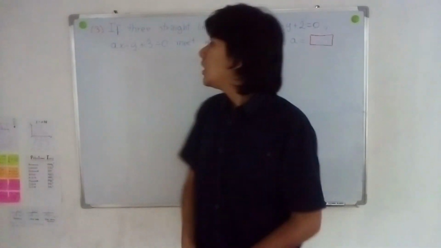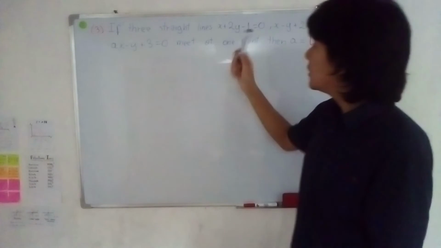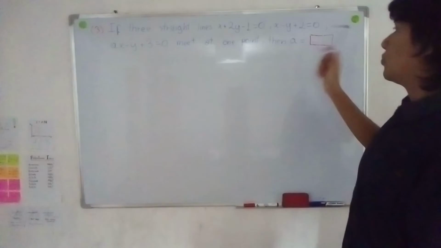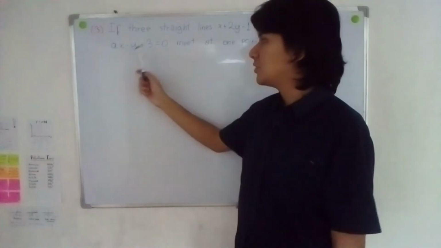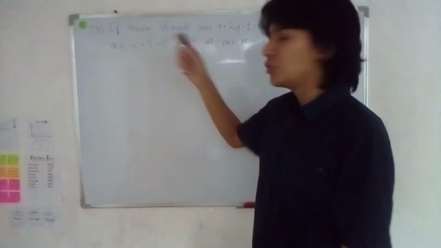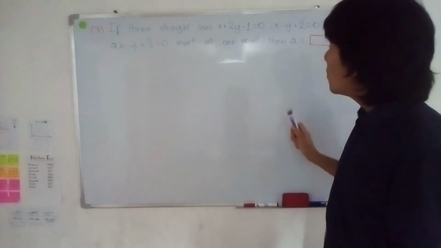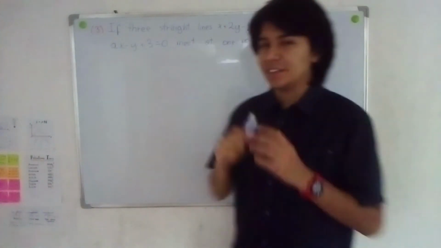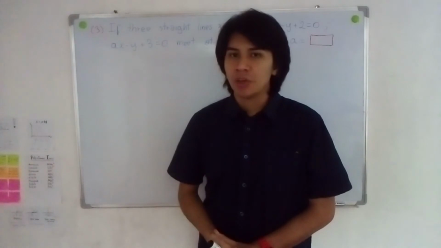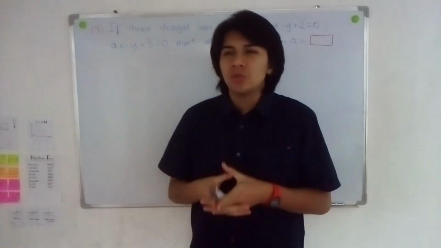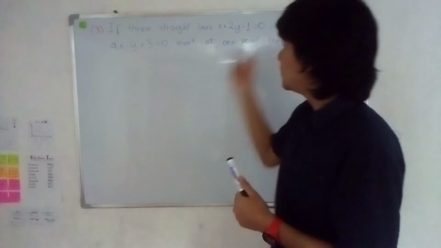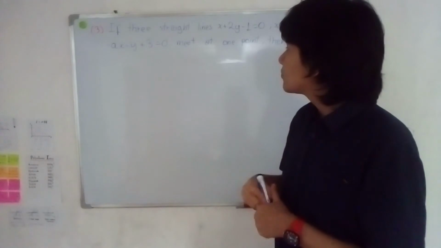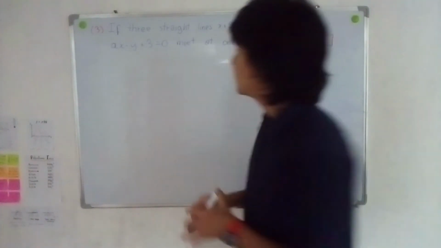So, question 3. If 3 straight lines x plus 2y minus 1 is equal to 0, x minus y plus 2 is equal to 0, ax minus y plus 3 is equal to 0, meet at one point, then a is equal to blank. That question is easy because we have to equate these three equations here. Let's go to that.